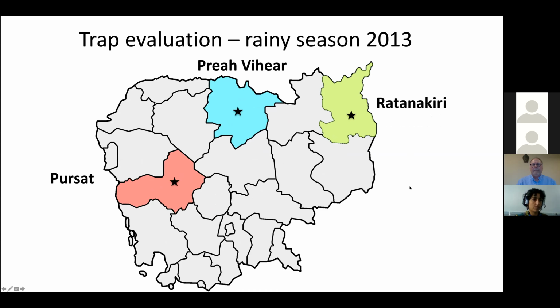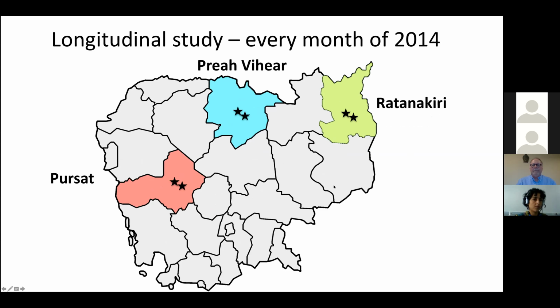So the first study is a trap evaluation that we did in the high transmission rainy season in 2013 at 1 site in each of these provinces. And the second is a longitudinal study that we did every month of 2014 in 2 sites in each of those provinces. So first I'll talk about the trapping study.